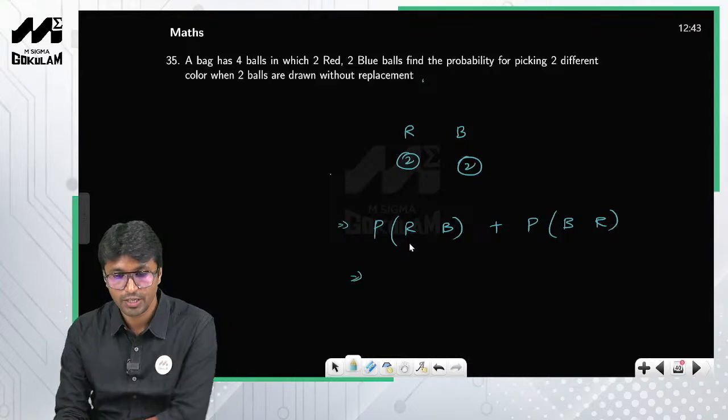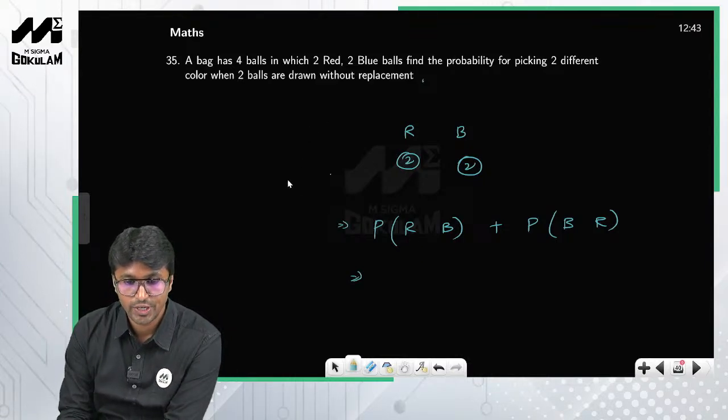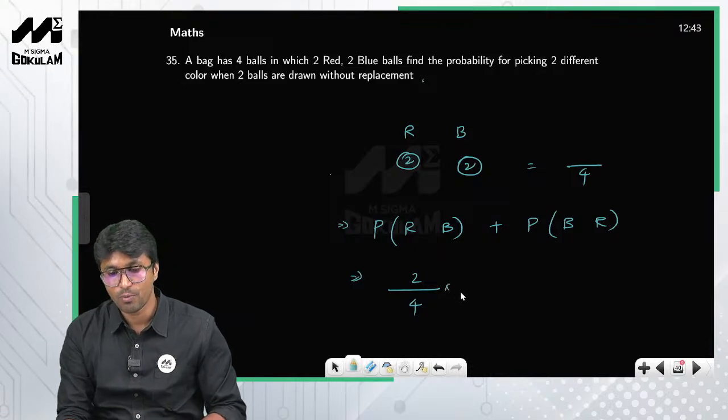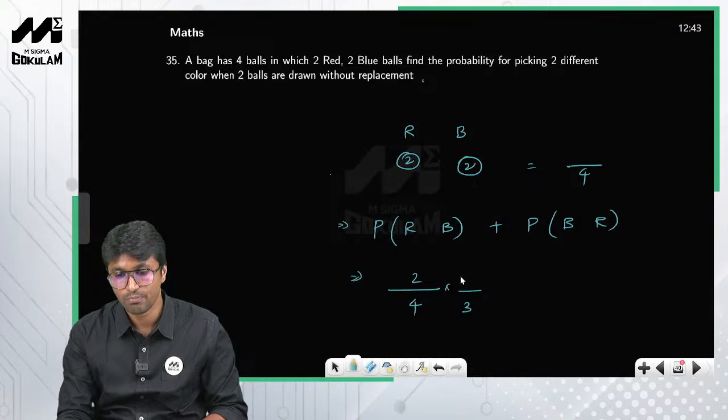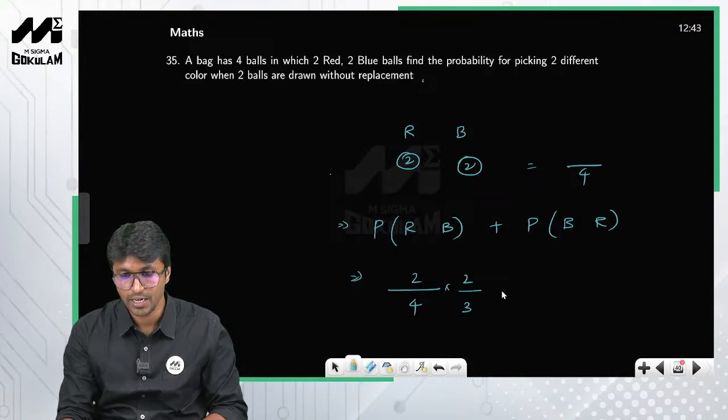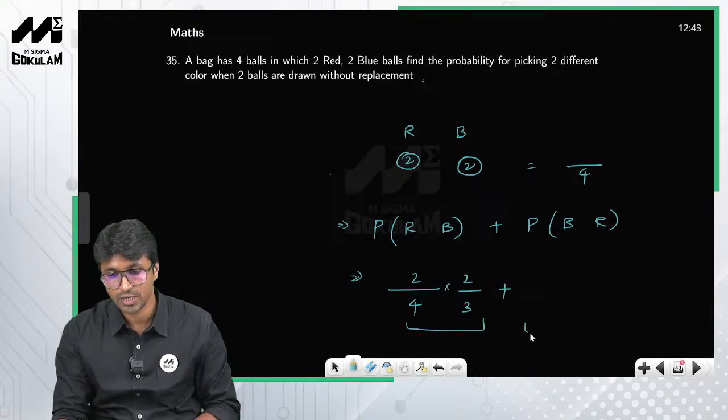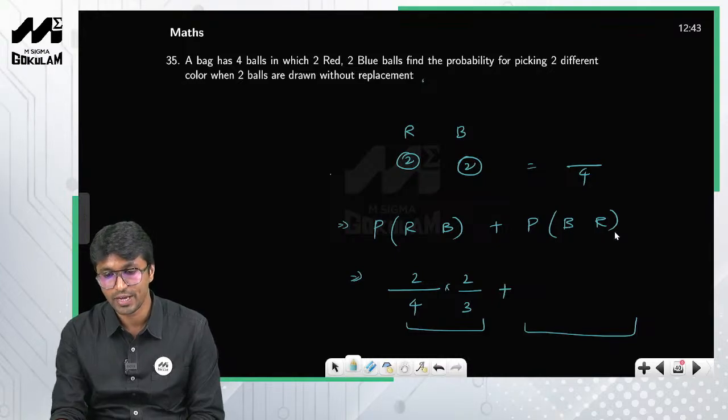What is the probability of picking a red ball first? In total you have 4 balls, and you have 2 red balls, so 2 by 4, followed by a blue ball. Now how many balls are left in the bag? You have 3 balls, and since you have 2 blue balls, the probability of picking a blue ball is 2 by 3. So this is one possibility. Now what is the other possibility? Blue followed by red.